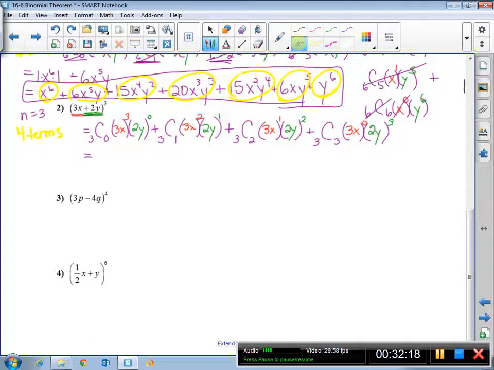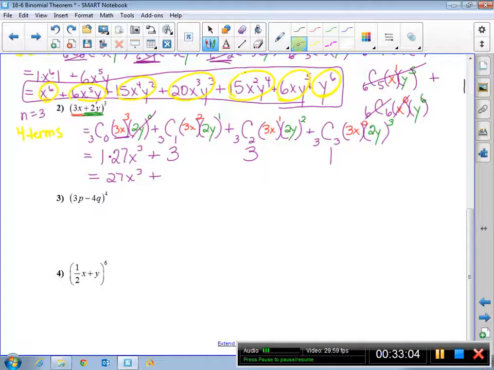So we have a little more work to do this time. Because, for example, when I do 3x all cubed, I have to make sure I cube everything. 3x squared, square everything. There's a little more work on these. We just have to pay attention. 3 choose 0 is 1. I might just steal all the values off of Pascal's triangle. This is 3, that's 3, and that's 1. So those parts are done. 3x all cubed is 27x cubed. 2y to the 0 is just 1. So my first term is 27x cubed.